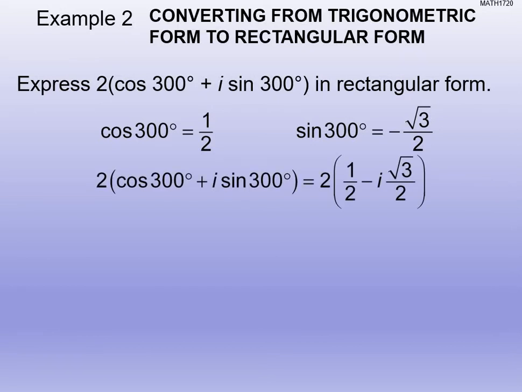So cosine of theta is 1/2, and sine of 300 is negative square root of 3 over 2. We have r is 2, and then we have cosine of 300 equal to 1/2 minus i times the sine of 300, which is square root of 3 over 2. So we can simplify this down into its rectangular form, and since we have a 2 on the outside of the parentheses, we're able to distribute it through and simplify, so the 2 in the numerator cancels out with both of the 2's in the denominator. And our final answer is 1 minus i square root of 3.